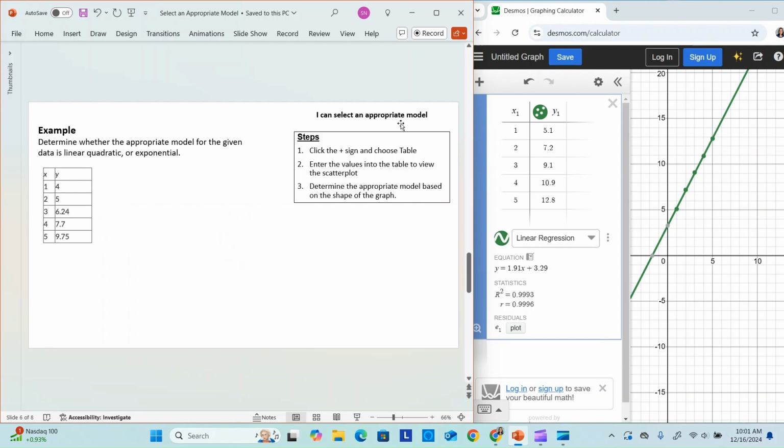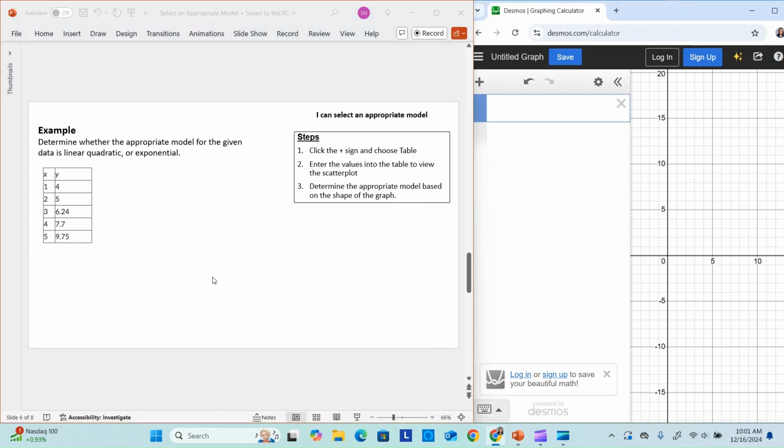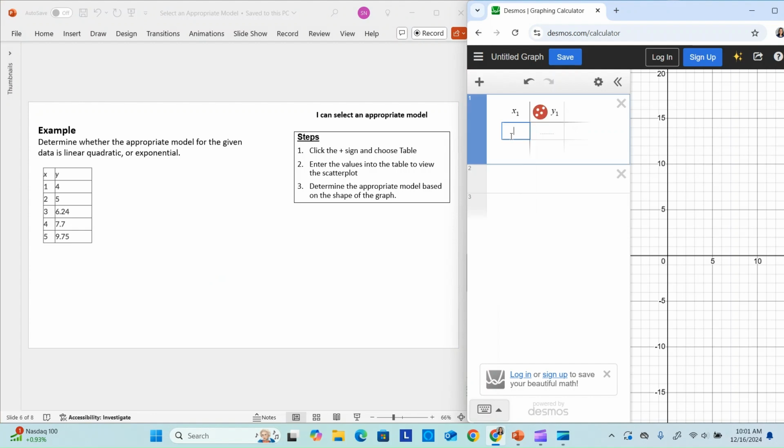So now let's look at this data here and determine whether the appropriate model is linear, quadratic, or exponential. I'm going to start off by creating this scatter plot, and then I'm going to go ahead and type in these values.